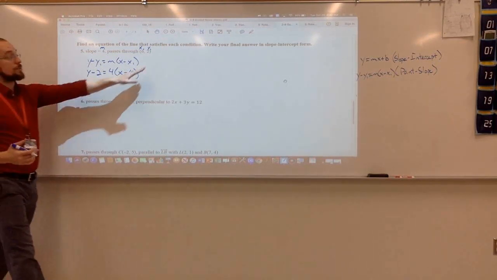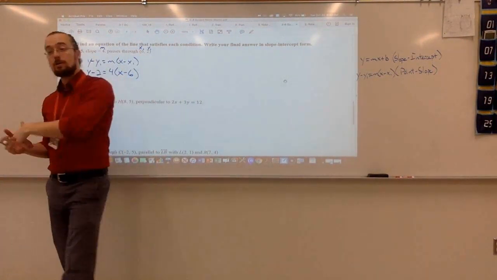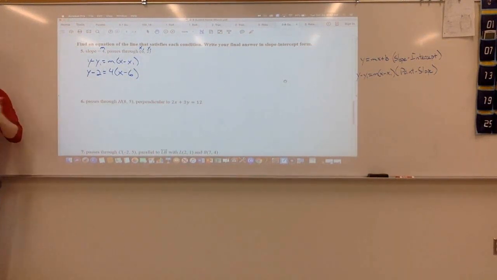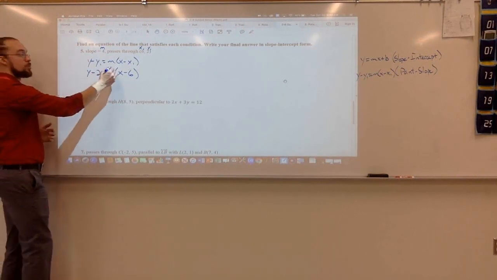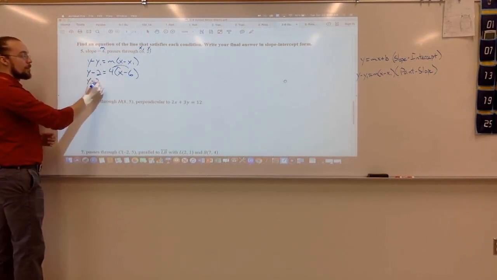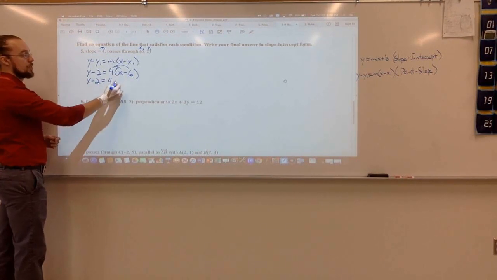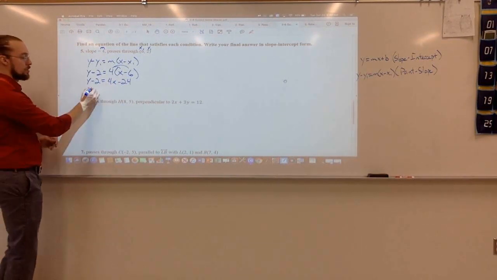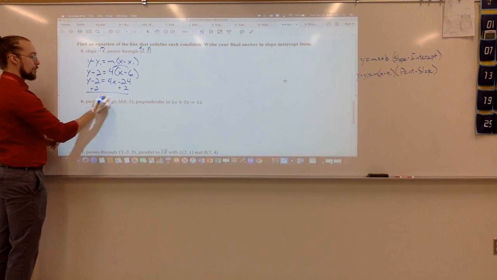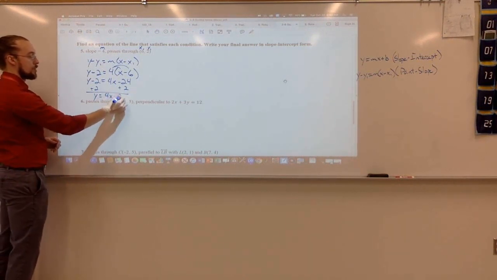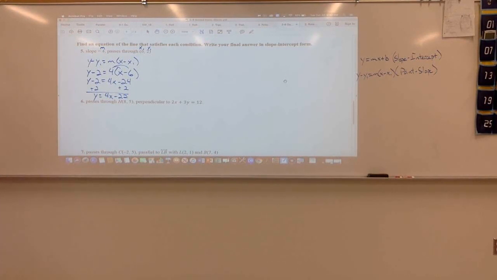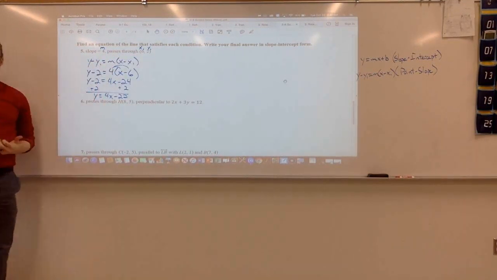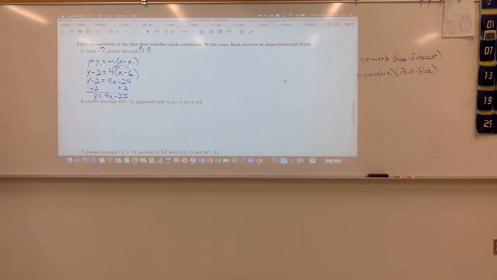So now, the directions say write your final answer in slope intercept. So what that means is I just want to take this and solve it for y now. So I'm going to distribute this 4 through. So y minus 2 equals 4x minus 24. Then add the 2 over. And we end up with y equals 4x minus 22. So given a slope and a point, we use the point slope form. That's what we're going to be doing for a lot of these here.